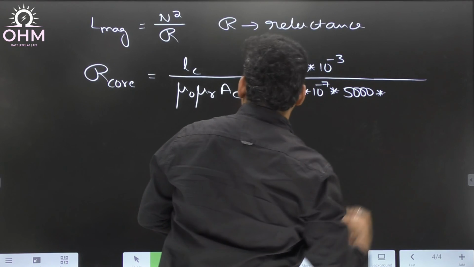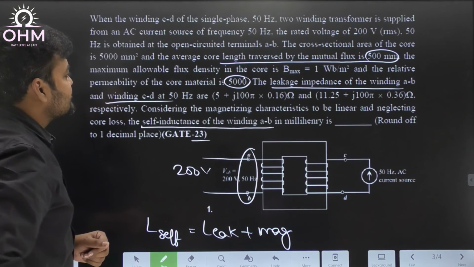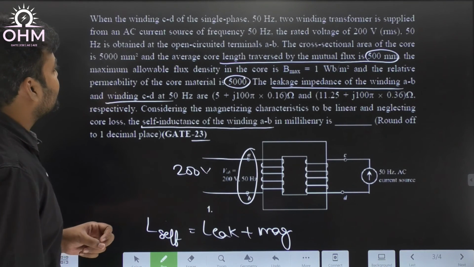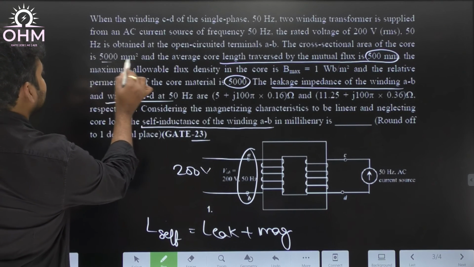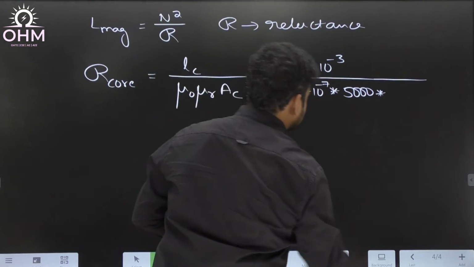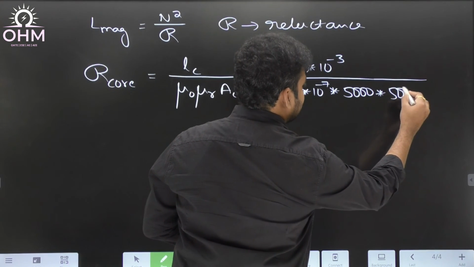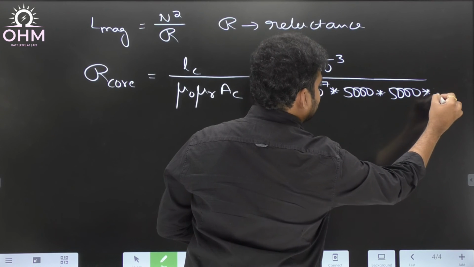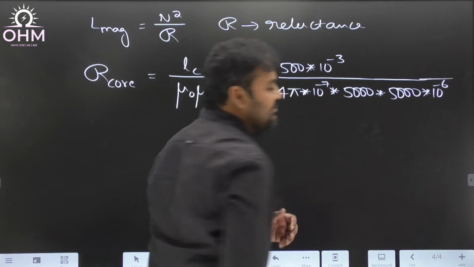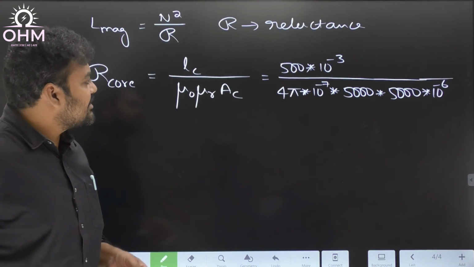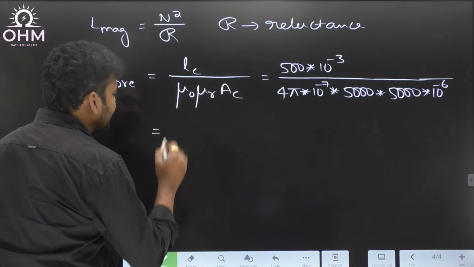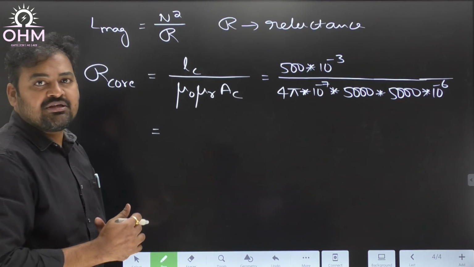And what is the cross sectional area of the core? The cross sectional area of the core is 5000 millimeter square. That is 5000 into 10 power minus 6, since millimeter is 10 power minus 3, squared. So if I simplify this, I will get the reluctance of the magnetic core.